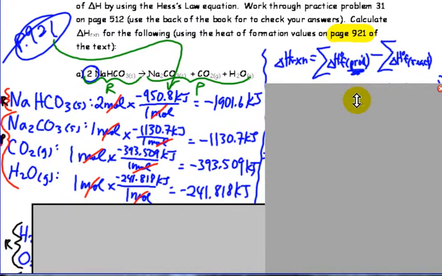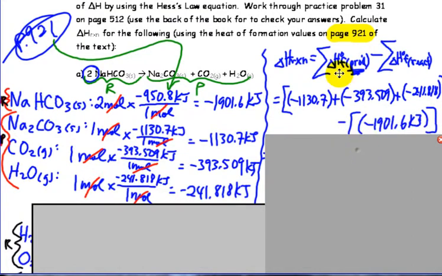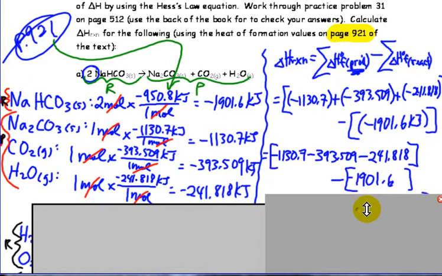Okay, so now that we have all the enthalpy values of formation of each of those, next comes the application of the formula. So all of the products minus all of the reactants. All my products include these three, negative 1130.7, negative 393, and negative 241. Subtract all of the reactants, which in this case I just have 1. Okay, so that's what I have so far.